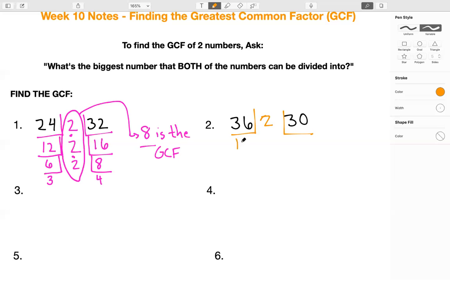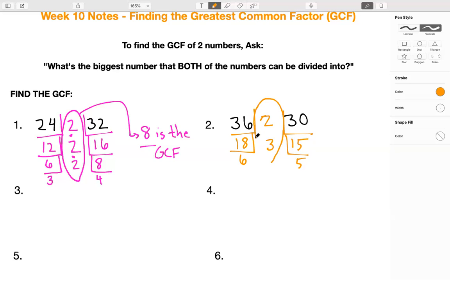36 divided by 2 is 18. 30 divided by 2 is 15. 18 and 15. Do these have a common factor? Can we divide both 18 and 15 by something? The answer is yes. And that number is 3. And you should know that. 18 divided by 3 is 6. 15 divided by 3 is 5. And now we have 6 and 5. These numbers no longer have a common factor except for 1. So we can't divide them anymore.